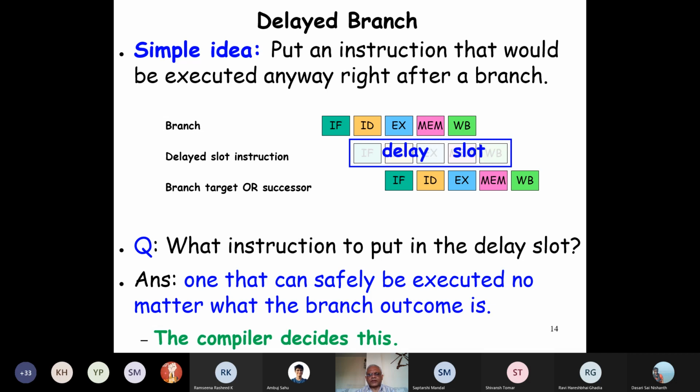So in the delay slot, we put an instruction which will get executed no matter what the outcome is. And the safe instructions are those above the branch instruction, those preceding the branch sequentially. They would have anyway got executed, so we can put them here in the delay slot. And also we'll see that some instructions after the branch instruction, we can put them. And the work will be done by the compiler. And let's see what is required.